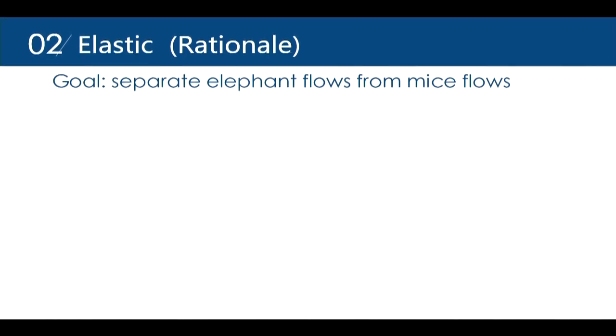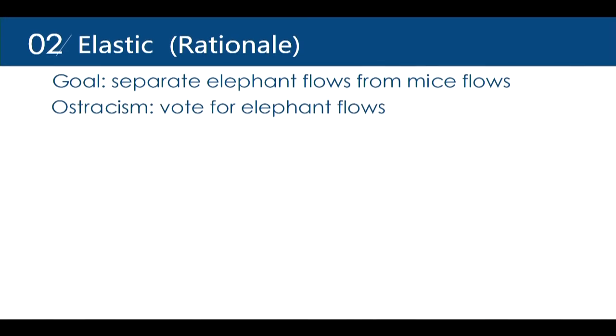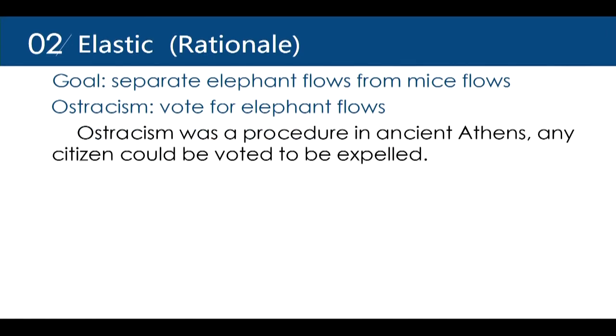Our goal is to separate elephant flows from mass flows. Our key technique is called ostracism. It votes for elephant flows. Ostracism was a procedure in ancient Athens, and under this rule, any citizen could be voted to be evicted from Athens for 10 years. Our algorithm is similar to this procedure.